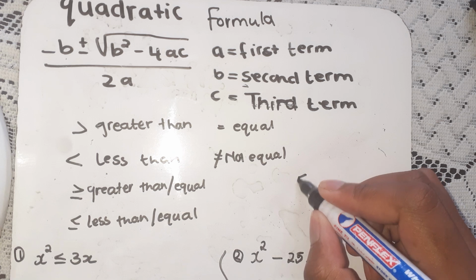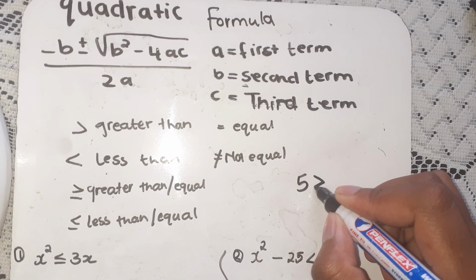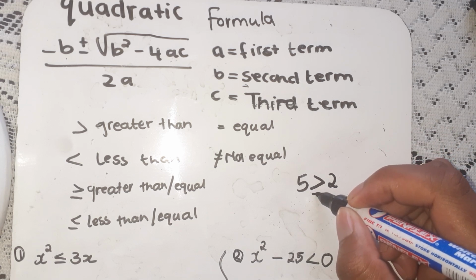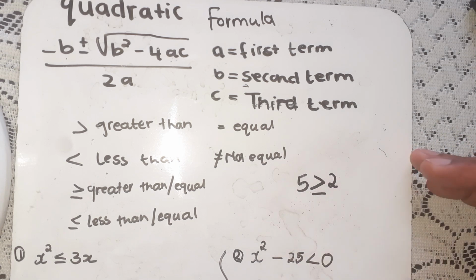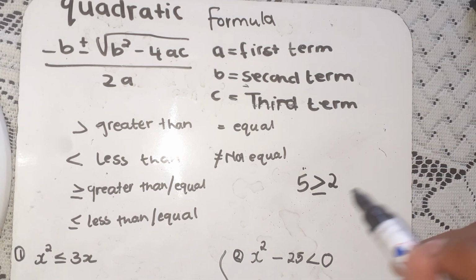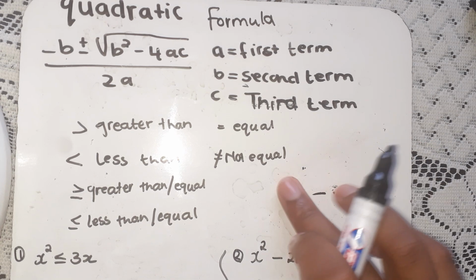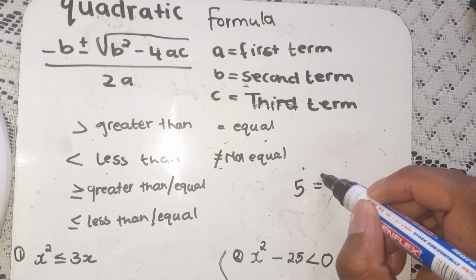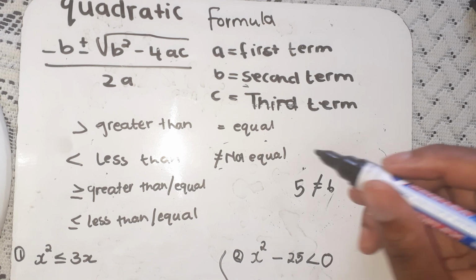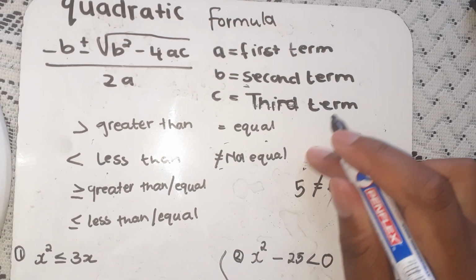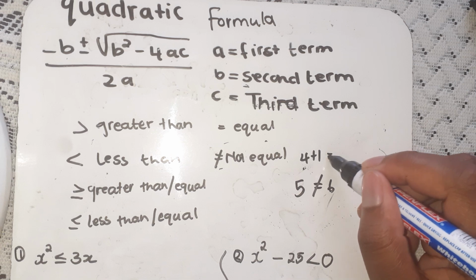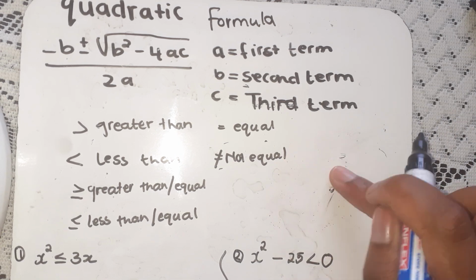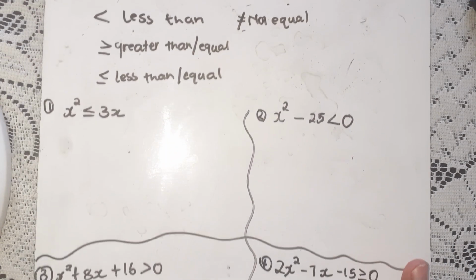Okay, now when we say 5 is greater than 2, 5 is bigger than 2, but we can say 5 is bigger or equals to 2. So we're looking for the x values which are bigger or equals to 2. Now let's go to this one, it is an equal sign. This one is not equal. We can say 5 is not equals to 6, but we can say 4 plus 1 equals to 5. When you add 4 plus 1, they will still give you 5. So that's what we'll be doing today.